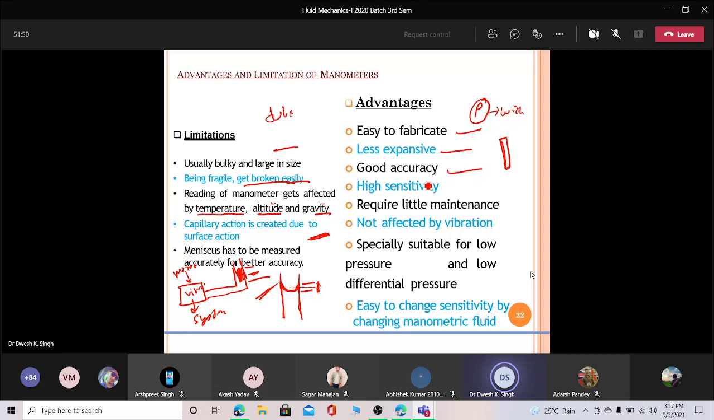Good accuracy. Here I am not satisfied, but it is written like good accuracy. Good accuracy in the sense that if vibration and capillary action are not there, then you can say yes, it is good accuracy. But if these things are included, then accuracy may fail. Okay, high sensitivity, yes.